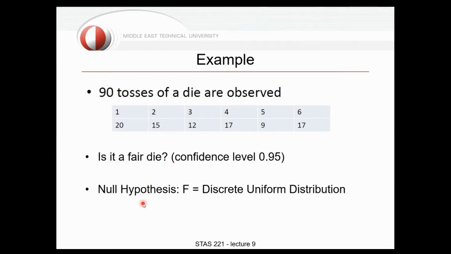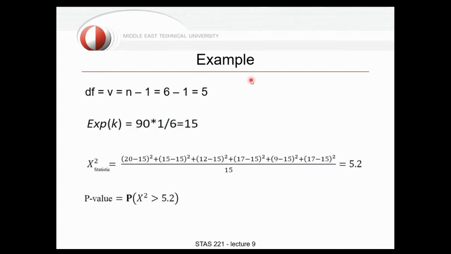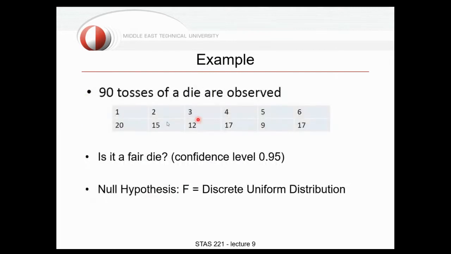As you can see, as soon as I say this is the null hypothesis, you should write the alternative hypothesis: F not equal to the discrete uniform distribution. Okay, so the degree of freedom, or V, is equal to n minus 1, your number of categories minus 1, which is 5. Then your expected value for each segment. We already talked about why this is the case. This is what you expect even before running the experiment. Now, you throw that die 90 times, and these are your observations.